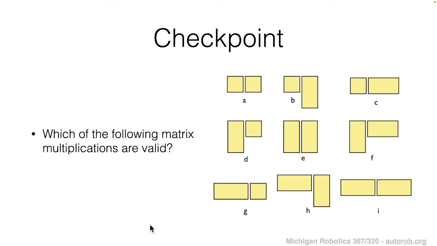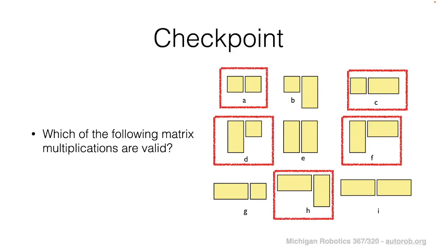Now that you've had a chance to look over the question, I'll display the results. In this case, we're highlighting the set of matrix multiplications that would be well defined and valid. Once again, this is just based on the number of columns of the left-hand side matrix matching the number of rows of the right-hand side matrix.